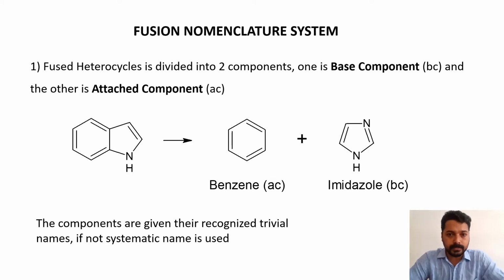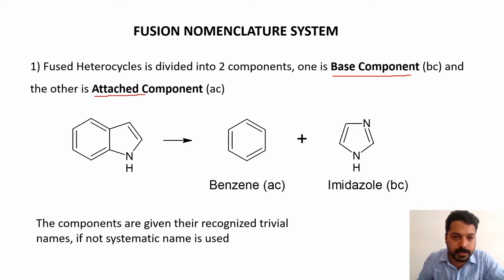Generally, a fused heterocyclic system will obviously be comprised of two ring systems. For example, you can see here I have given benzimidazole. One is the base component and the other one is the attached component. So the main important thing regarding a fused heterocyclic system is that you can divide it into two segments: one is BC, the base component, and the other is AC, the attached component. We need to keep in mind these two terms, BC and AC.